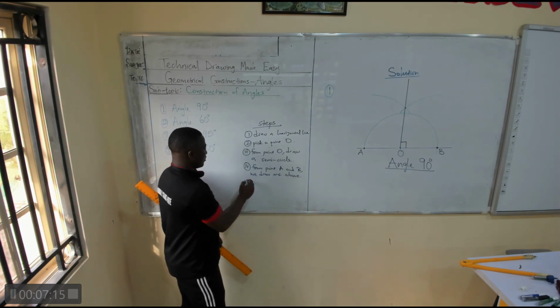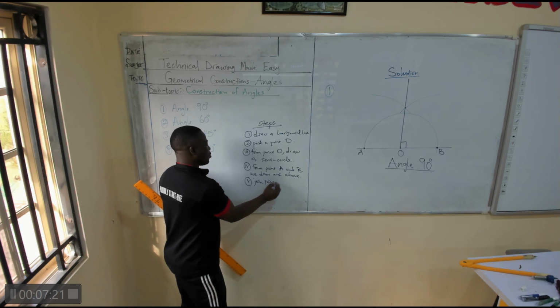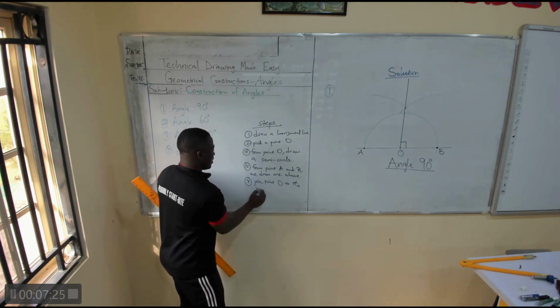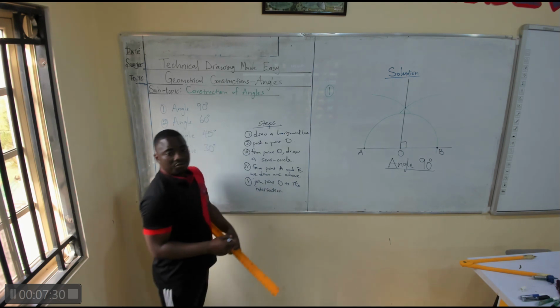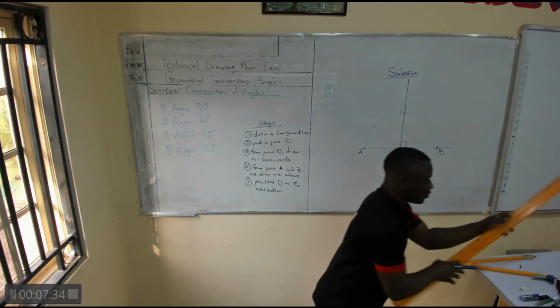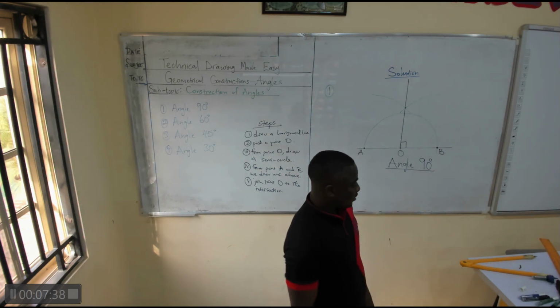Can you see that now? Good. Lastly, we join point O to the intersection. So we took only 5 steps to get angle 90.